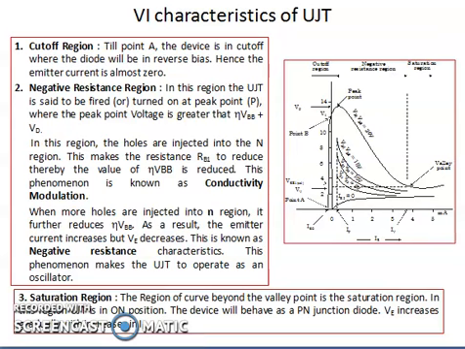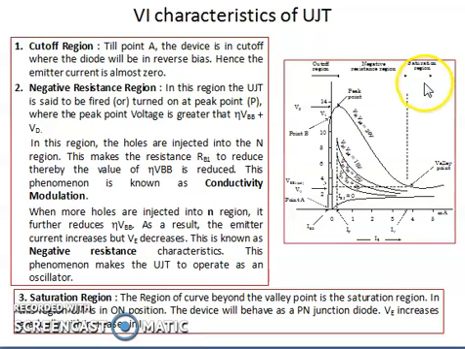This phenomenon is known as conductivity modulation, because the resistance of this region decreases and correspondingly the conductivity increases. When more holes are injected into the N region, it further reduces the eta VBB naturally, and as a result the emitter current increases but VE decreases. So this is known as the negative resistance characteristic, and this is an important characteristic of the UJT, and this phenomenon makes the UJT operate as an oscillator.